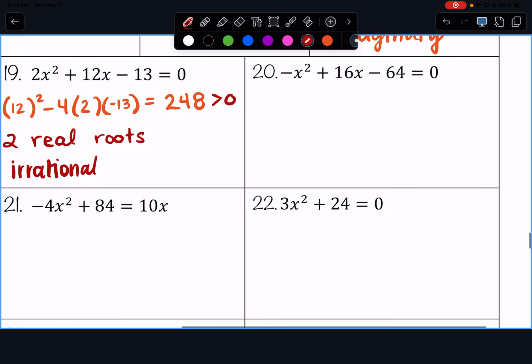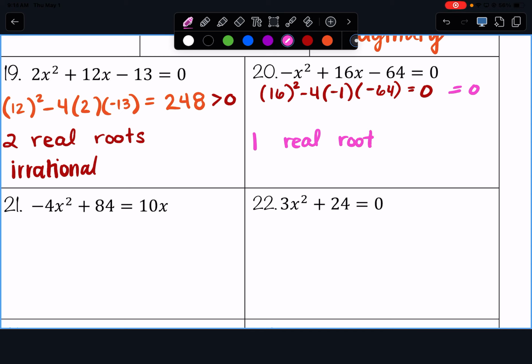Now, for 20, let's set this one up. What is b for this one? 16. So we get 16 squared minus 4 times a, which is -1, times c. Tell me what that equals. Can someone else confirm that? I got 0. Is that greater than 0, less than 0, or equal to 0? Equal to 0. So that tells me we're going to have how many roots? 1. So we're going to have one real root, and it will be rational.